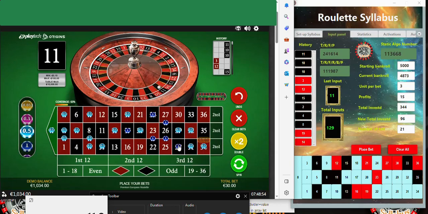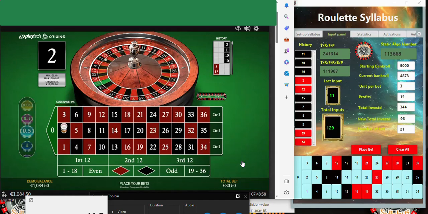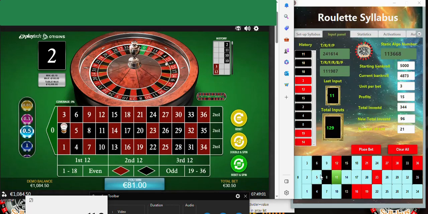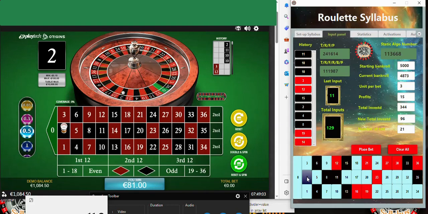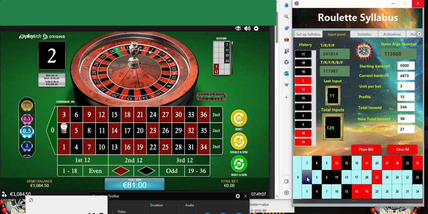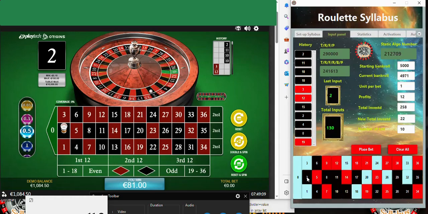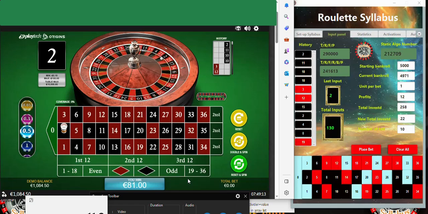So what is it? 2 is another win. It's a massive profit. So I got to 84 units profit, and I wanted to get to 50. So I'm at 84. I am done. I have completed the session.